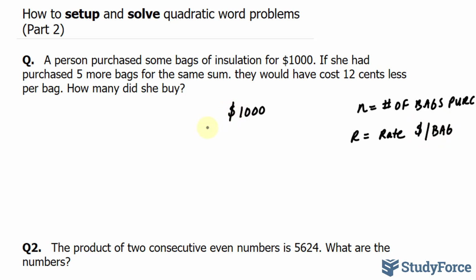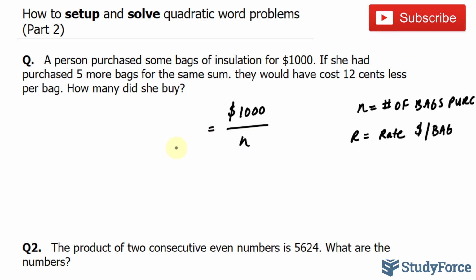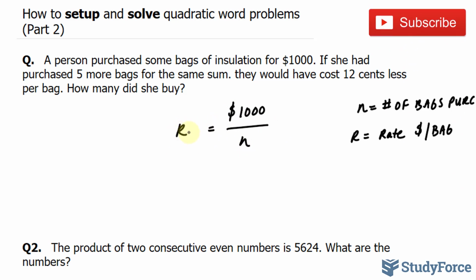Of course, the rate in this case will be dollars per bag. So we'll say that she spent $1,000. We don't know by how many, and that will give us our rate. The rate, of course, will have the units dollars per bag. So this is what she did originally.